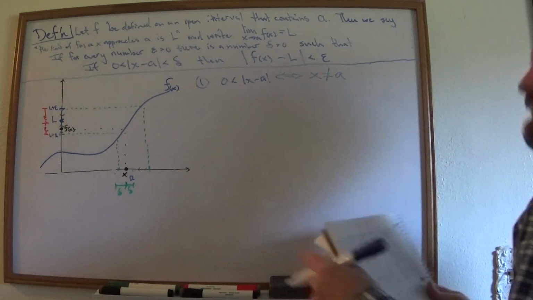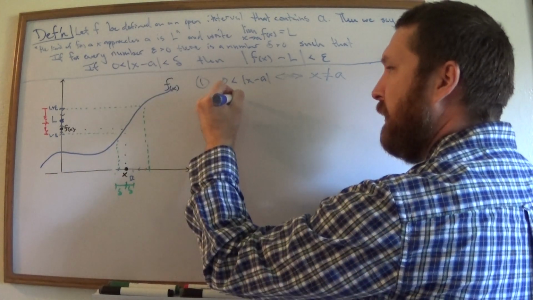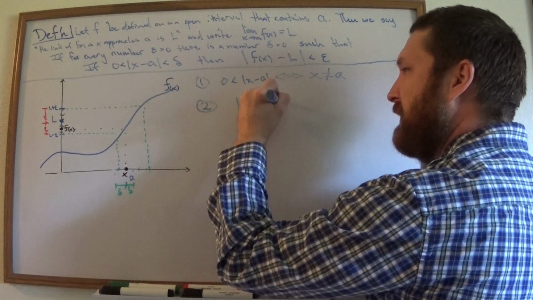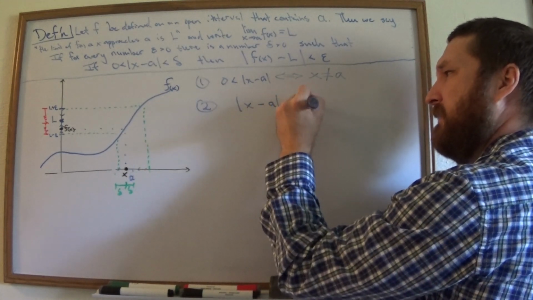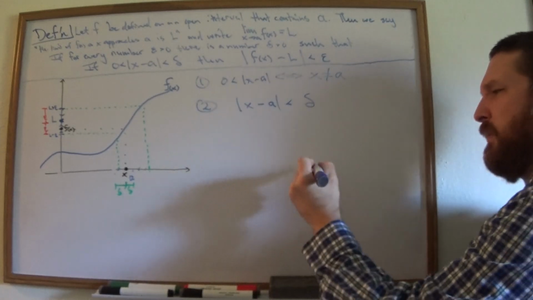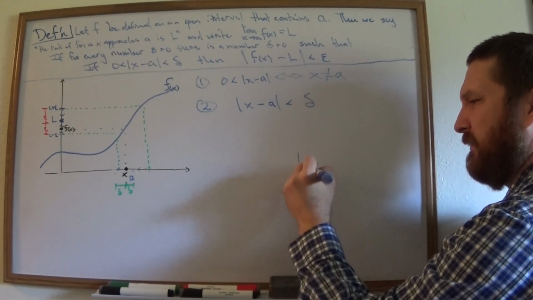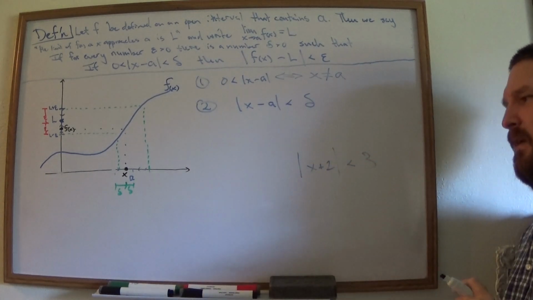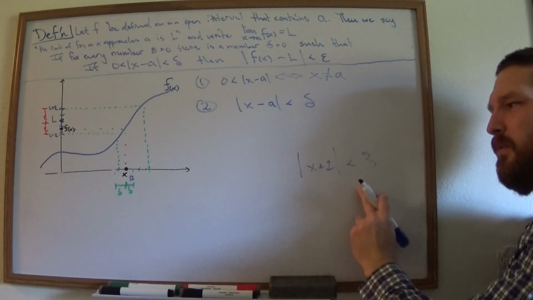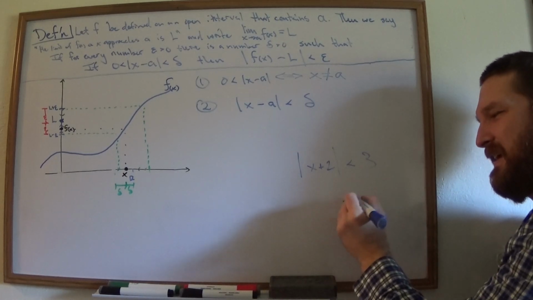Now, let's look at this part right here. The absolute value of x minus a, in other words, the distance from x to a, is less than delta. Does anybody remember how you deal with something like this, if you have some function in here with an x in it, like x plus 2? How do we get rid of those absolute value bars? It's like the plus or minus on either side of it.